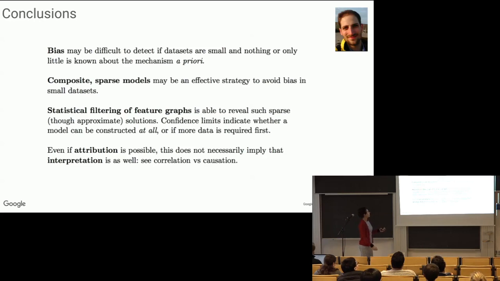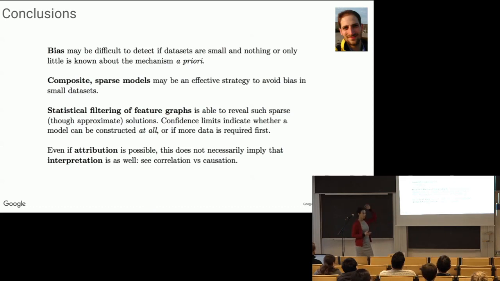Or maybe what I could say in conclusion is that we have to worry a lot about bias, in particular when data sets are small. The first example showed we have to worry about bias even when we seem to have plenty of data. And what we found is that the statistical filtering gave us sparse, although approximate, solutions. We also were able to get confidence limits, which we think is interesting. And we're keen to examine whether there ever is going to be a case where we have too much data.